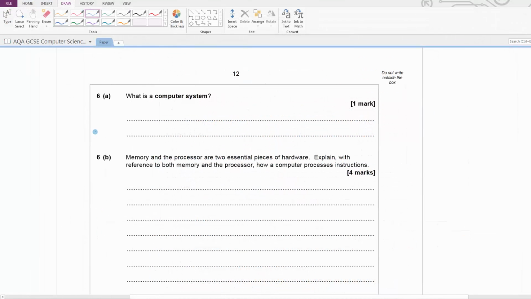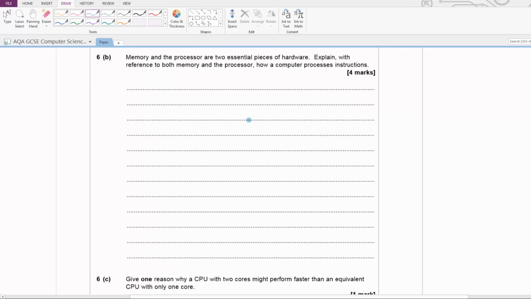The first part of question 6 is a very nice 1-mark definition. What is a computer system? Well, it's hardware and software working together. You could get away with just saying hardware and software, but that's okay.